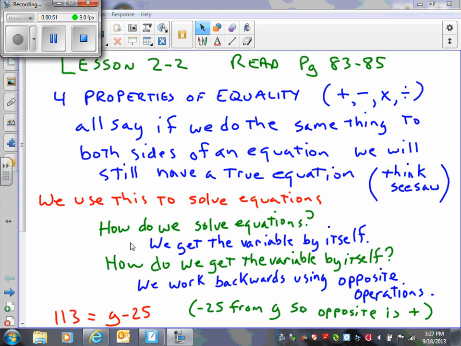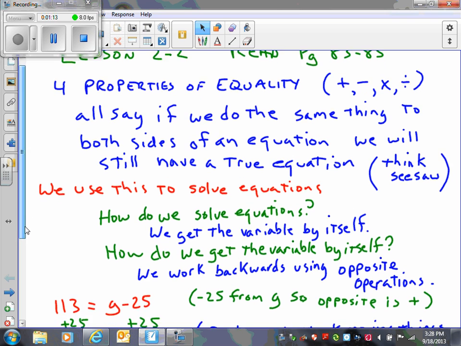So we use this to solve equations. One thing I always did is to teach my kids this. It's called a call and response. I will ask, how do we solve equations? And then the class responds, we get the variable by itself. Then I say, how do we get the variable by itself? We work backwards using opposite operations.